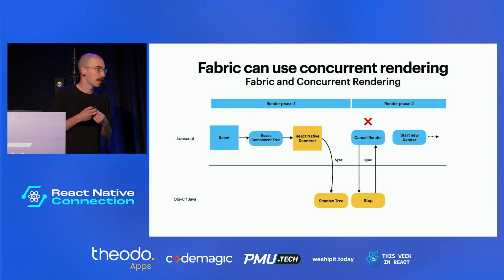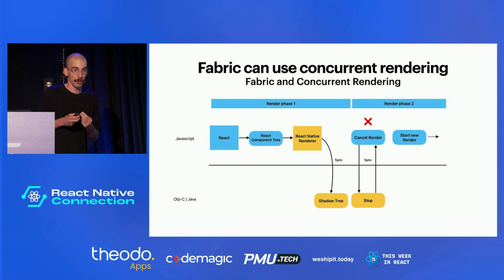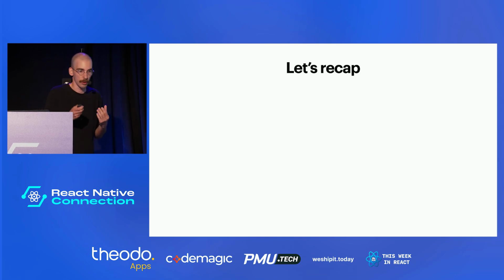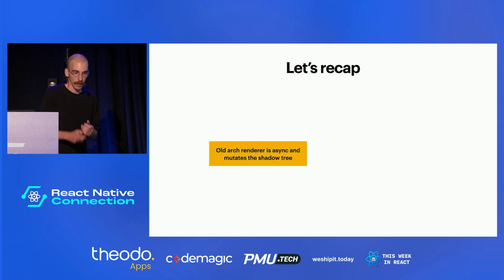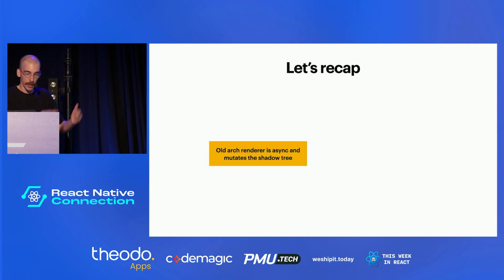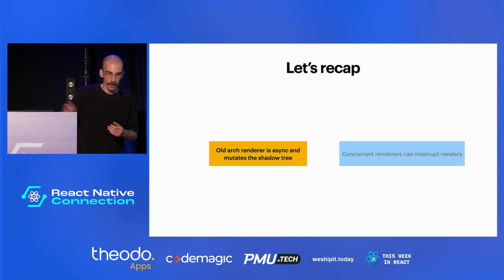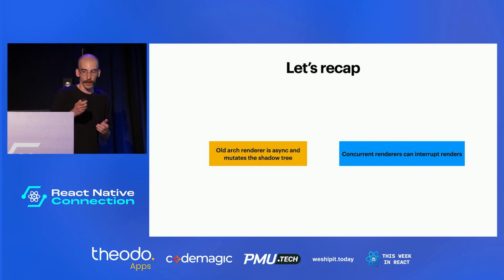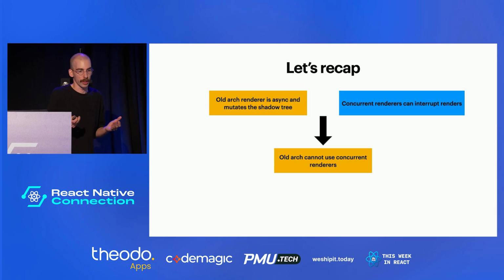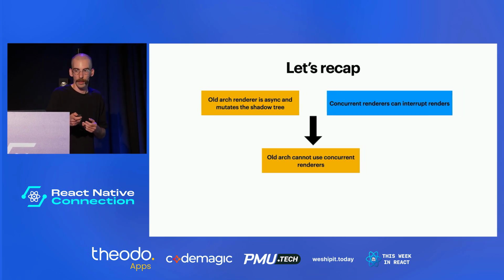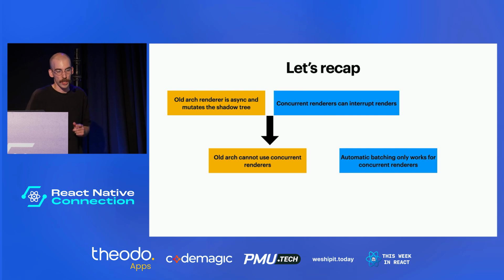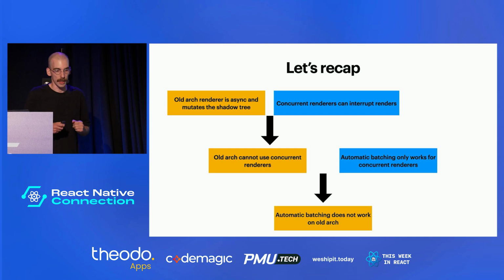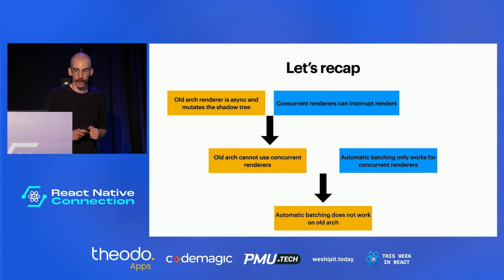So it's not a coincidence that it works so well, because Fabric was actually built with that intent from the start. So let's recap a little bit what we've seen so far. The old architecture renderer is async and mutates the shadow tree. On the other side, we have concurrent rendering that can interrupt renders. Therefore, the old architecture cannot use concurrent rendering. But automatic batching only works for concurrent renderers. And so finally, that's why automatic batching does not work on the old architecture.